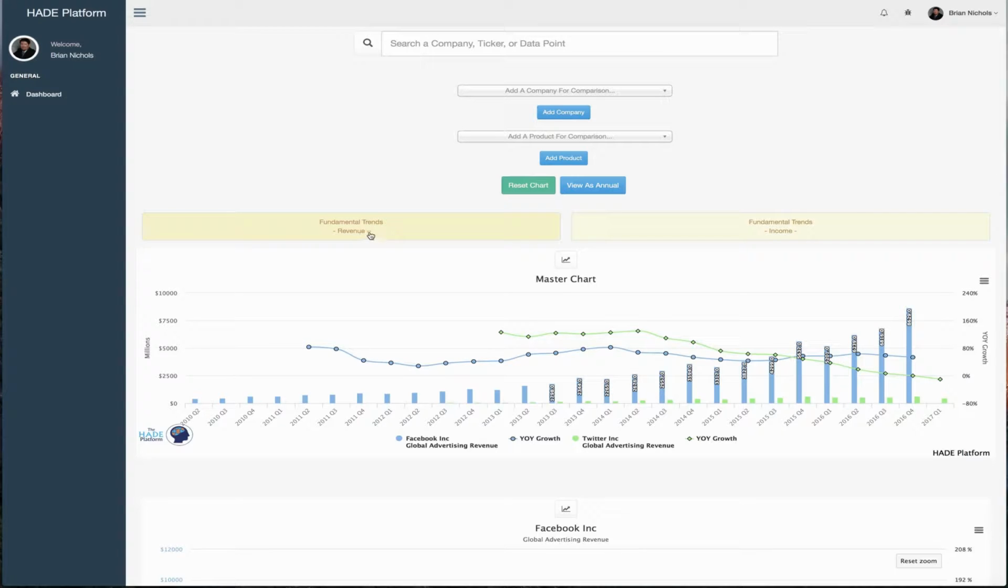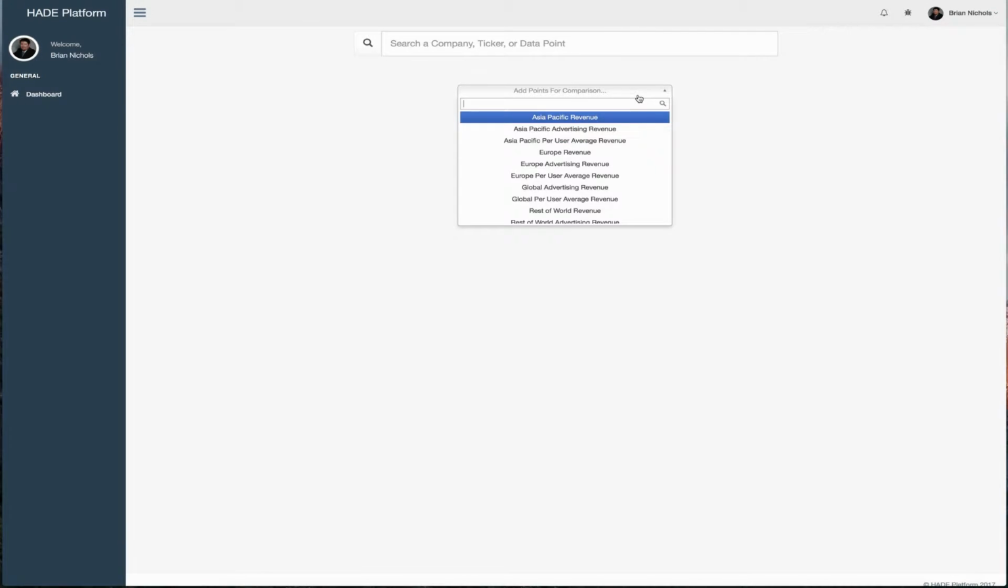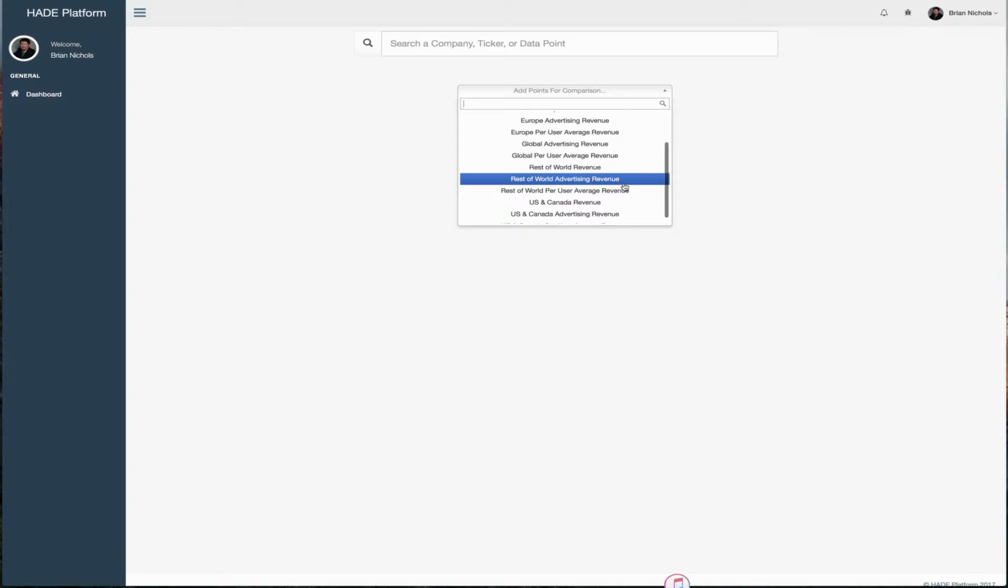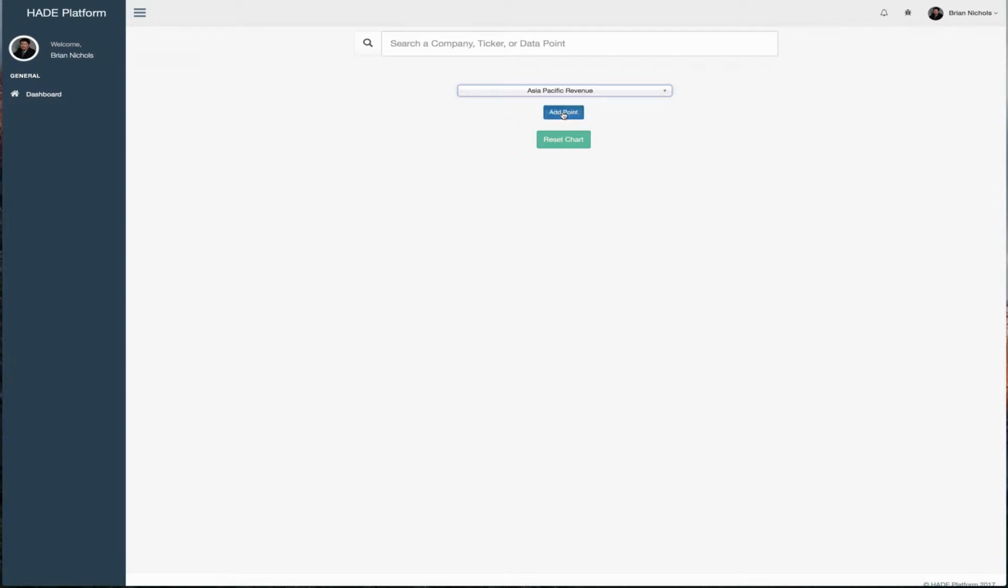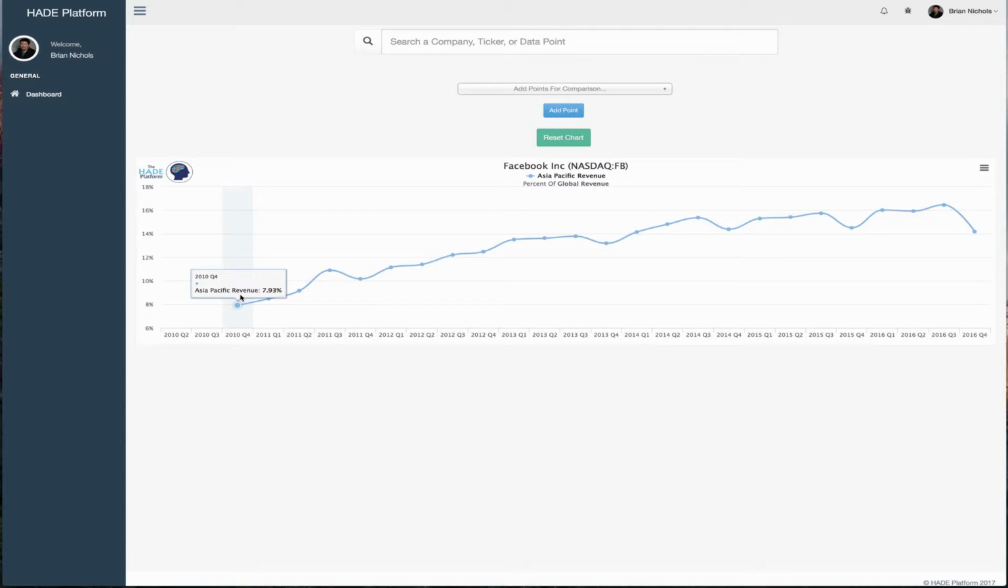The second thing you can do is look at fundamental trends for revenue. So here we're looking at Facebook global revenue, Facebook being the company of choice. Here you can choose any point of comparison, any revenue metric of Facebook, and see its percentage of total revenue. So in this particular instance, we would just pick Asia Pacific revenue. And this chart tells you that in fourth quarter 2010, Asia Pacific revenue was about 8% of Facebook's total revenue. Today, it's over 14%.